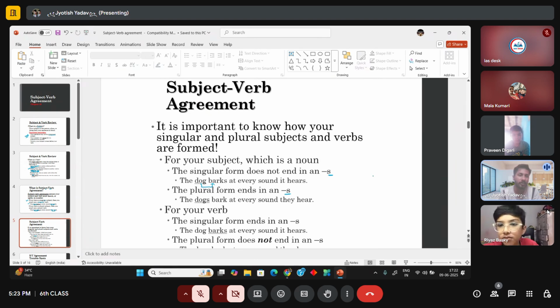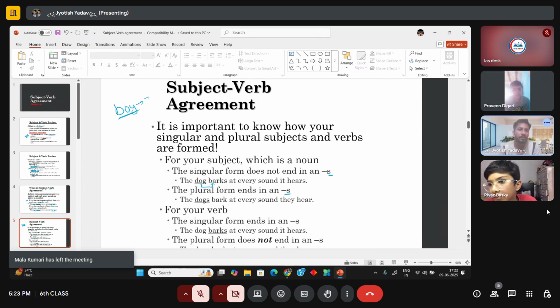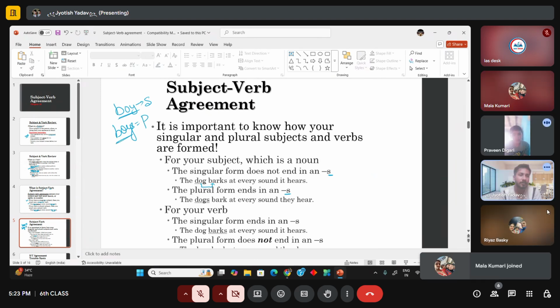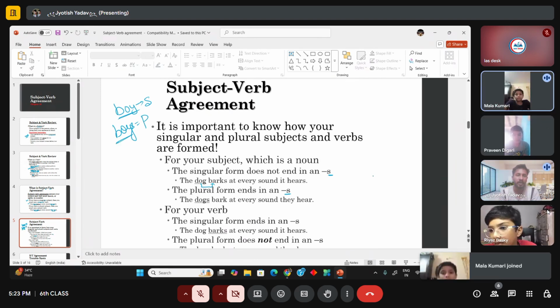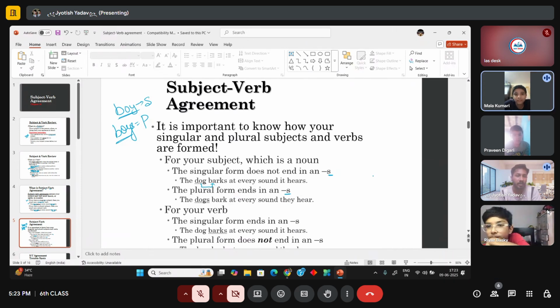Just like I'm telling you the example, if I'm writing here "boy," boy is singular. Suppose I am adding s here, so it becomes plural. If you want to use the plural, just add the s at the end. So see here, "The dogs bark at every sound." If you see here, this is a plural form, so in plural form we use "bark."